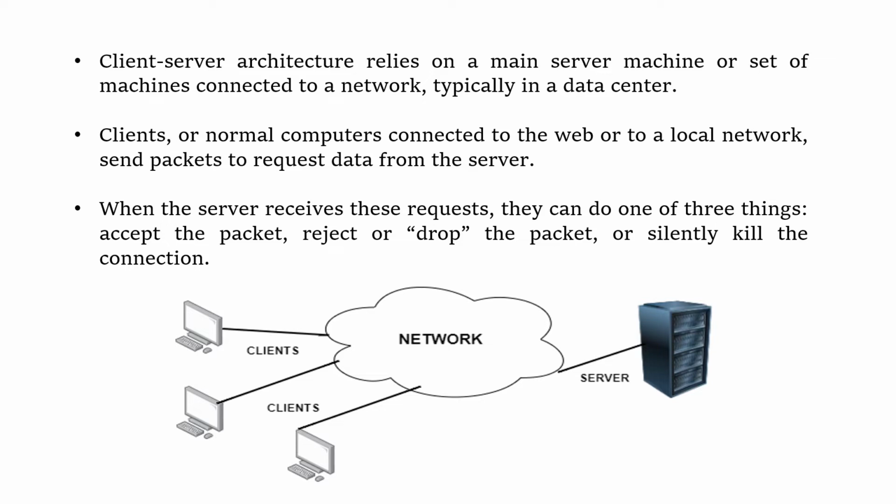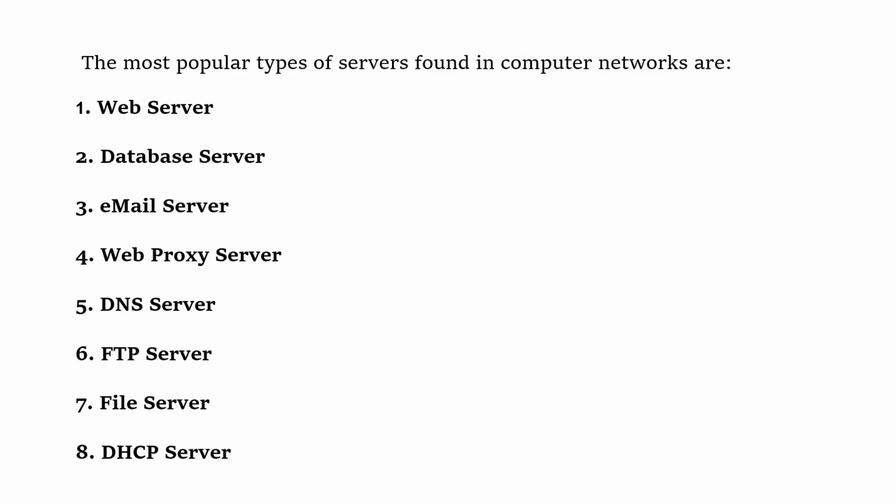When the server receives these requests, they can do one of three things. That is, they can accept the packet, or else they can reject or drop the packet, or silently kill the connection. The most popular types of servers found in computer networks are web server, database server, email server, web proxy server, DNS server, FTP server, file server, and the DHCP server.